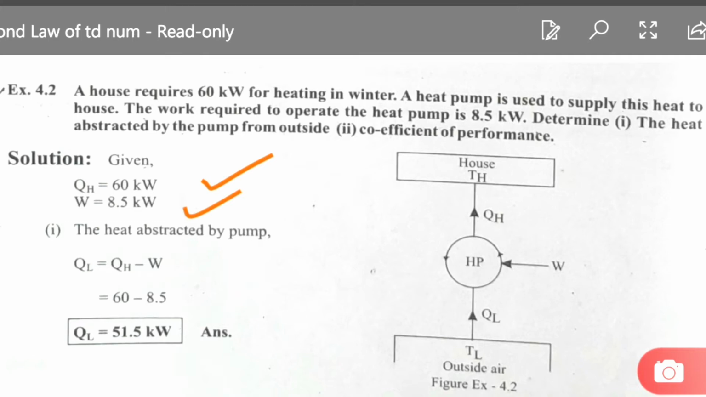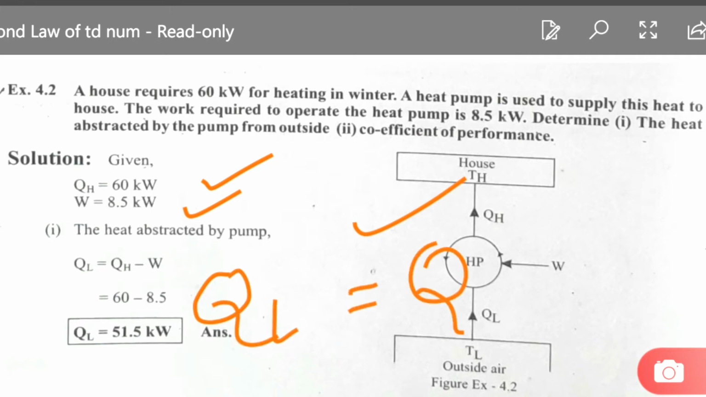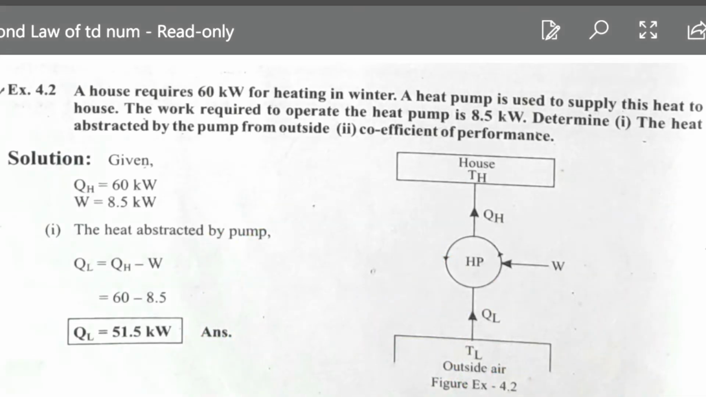Now we can see in the figure, this is the figure of the heat pump. The heat extracted by the pump is QL. QL equal to QH minus W. The value of QH is 60 and the value of W is 8.5. Now QL is equal to 51.5 kilowatt.